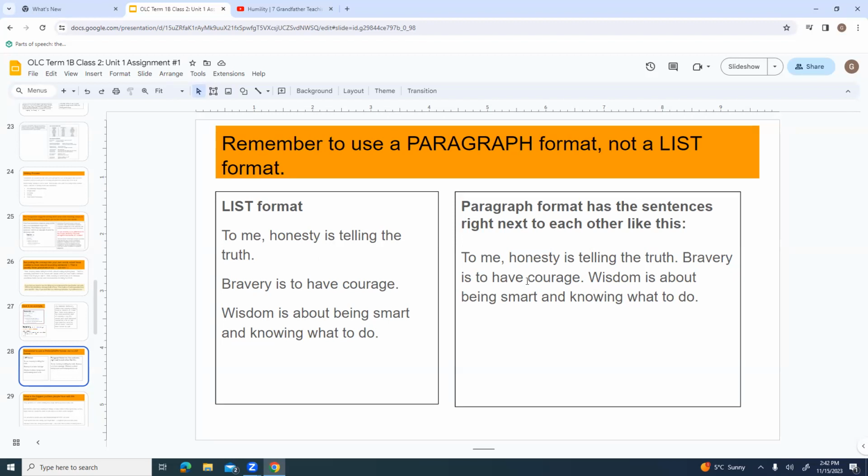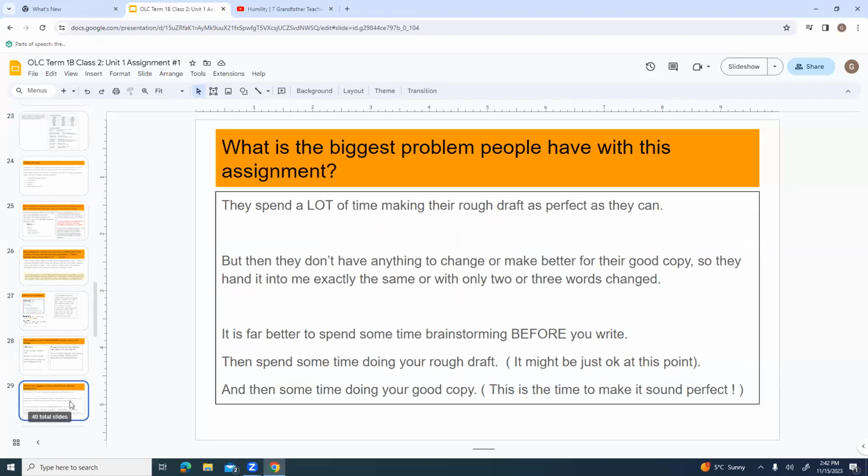So here's an example where I said, to me, honesty is telling the truth, period. Bravery is to have courage, period. Wisdom is about being smart and knowing what to do. And often what you'll find is, yes, we use all of them, but maybe there's 1 or 2 that really call to you and are really important or pivotal in your life. And those are ones that you might want to give more details about. Okay.